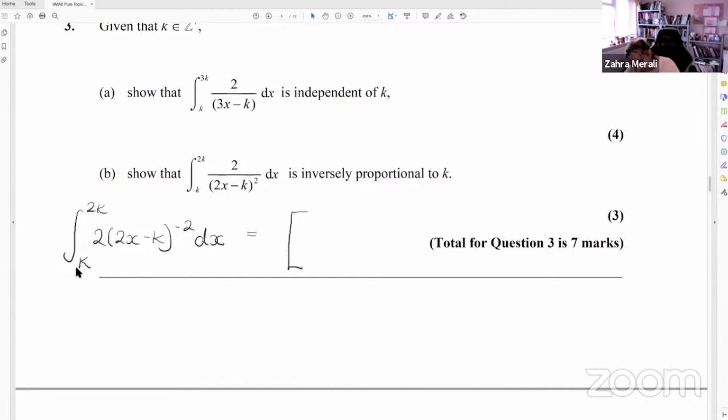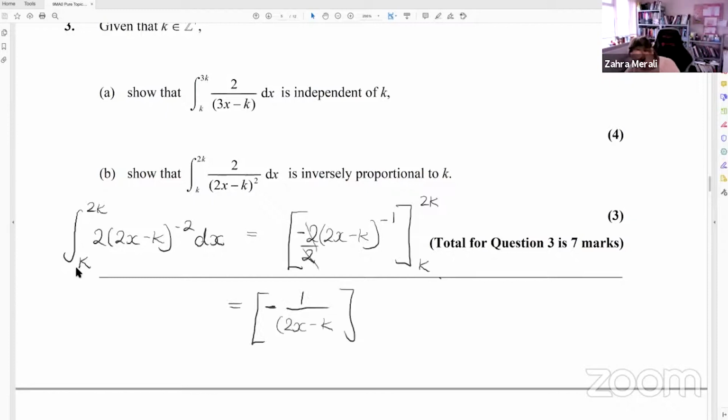So we're going to add 1 to the power, divide by the new power, make that minus, and multiply by whatever's in front of the x. And that's between 2k and k. So we end up with minus 1 over, because these two cancel, 2x minus k. Now let's sub that in.